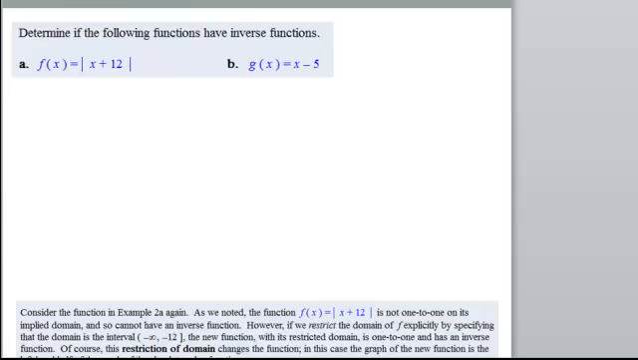Determine if the following functions have inverse functions. So we just want to know if they have inverses or not. There are a couple of ways you can determine if a function has an inverse. One way is, of course, to determine if it is 1-to-1. If you remember, the graph of the absolute value function looks like this. And if you put a plus 12 on the inside, it just moves to the left 12 places. Well, if you perform the horizontal line test on this one, you can see that it does not pass the horizontal line test, which means this one does not have an inverse function.